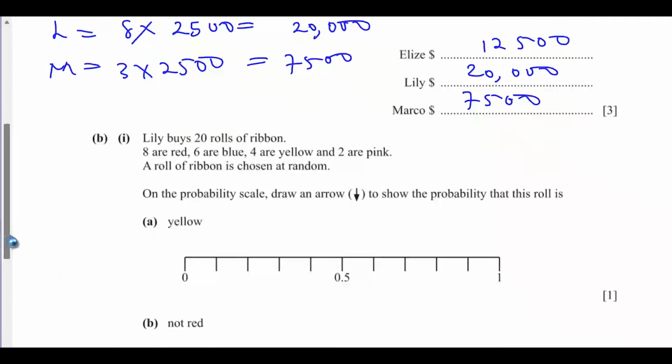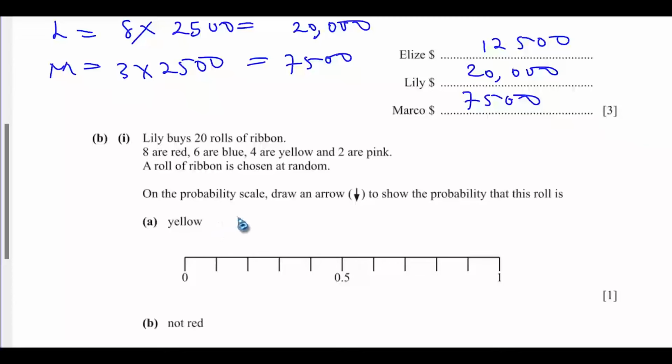Lily buys 20 rolls of ribbon. 8 are red, 6 are blue, 4 are yellow and 2 are pink. A roll of ribbon is chosen at random. On the probability scale, draw an arrow to show the probability that this roll is yellow.